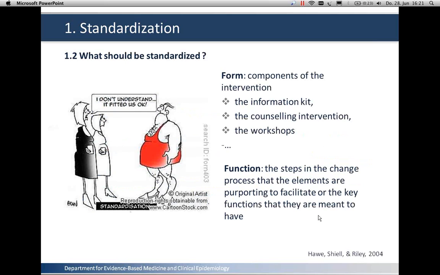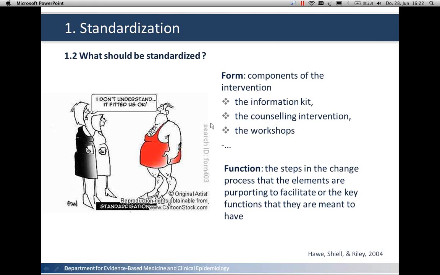And there's one way to distinguish between form, the components of the intervention, and function, the steps in the change process that the elements are purporting to facilitate, or the key function that they are meant to have. The form, which is usually the thing we are thinking about when we talk about standardization, is about, okay, the information kit, being, for example, at the setting in schools, this intervention for more physical activity of these children. We can standardize this intervention by workshops, for example. And these workshops should be in every school the same. But we can also ask, okay, what are the key elements to facilitate more physical activity in classrooms?